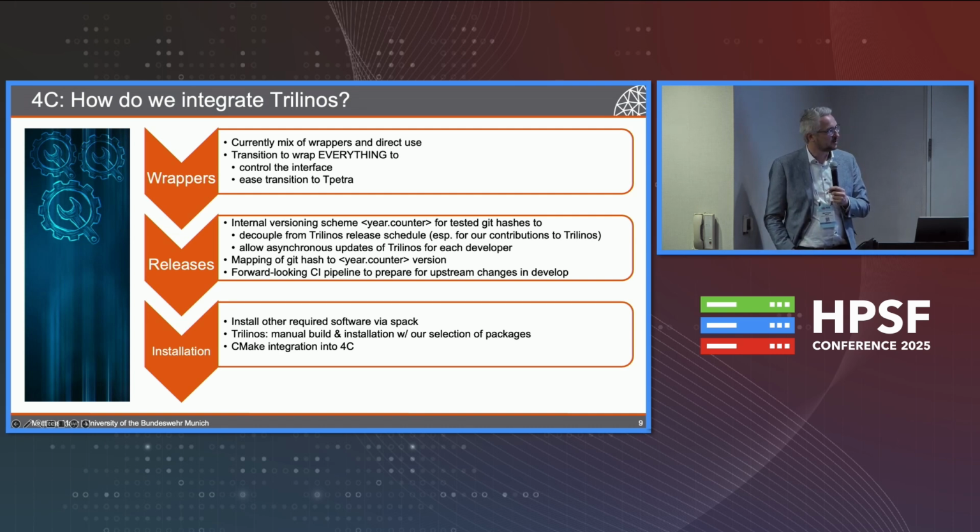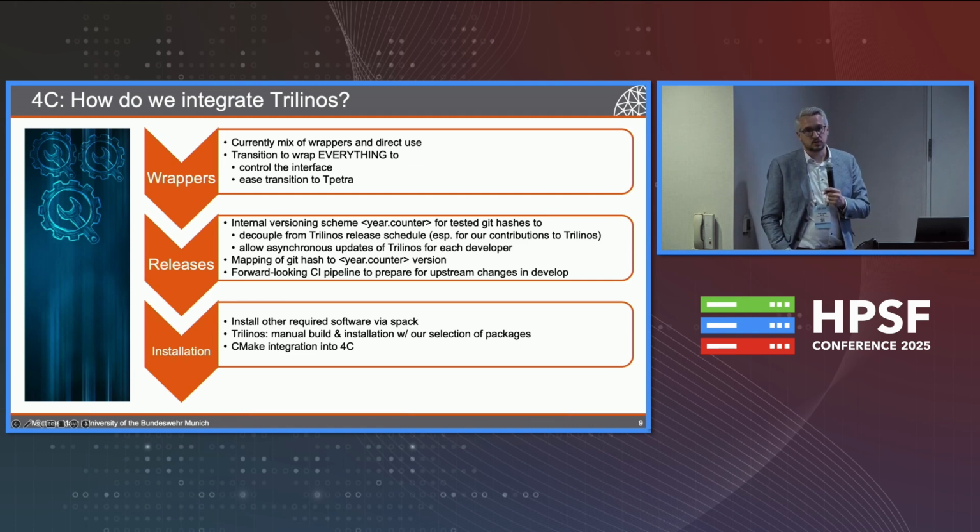We don't rely on that for two reasons. One is that if we feel we need an update, we just want to do it, and then we use our own internal versioning scheme to basically map a certain Git hash from the Trilinos repository to that version number, and that allows us to pull an update whenever we want.